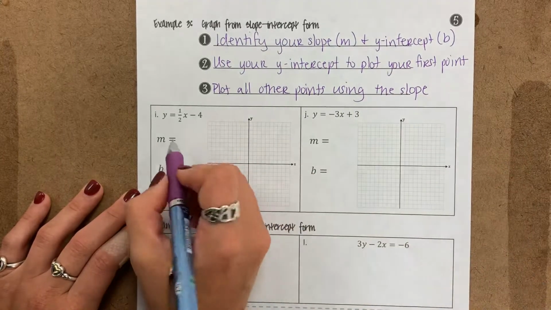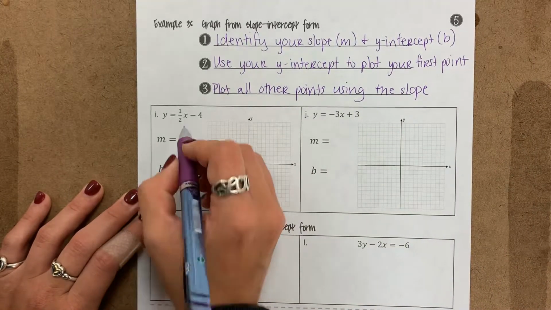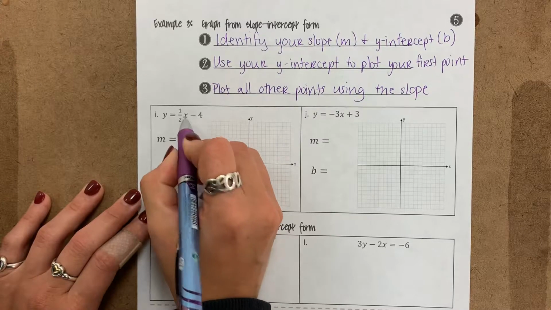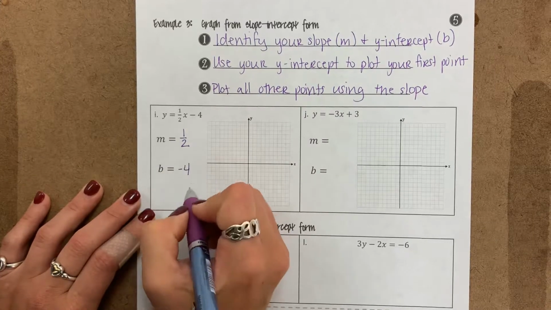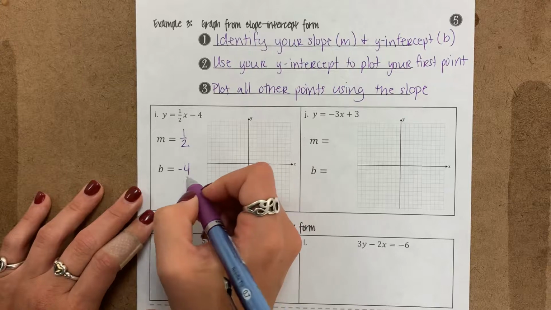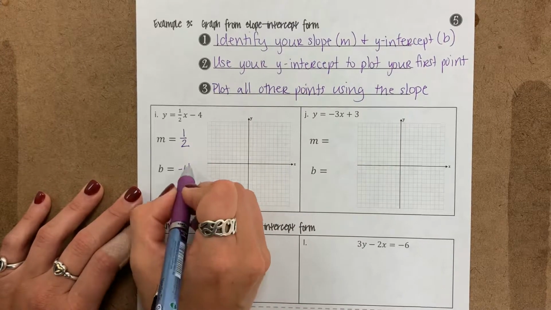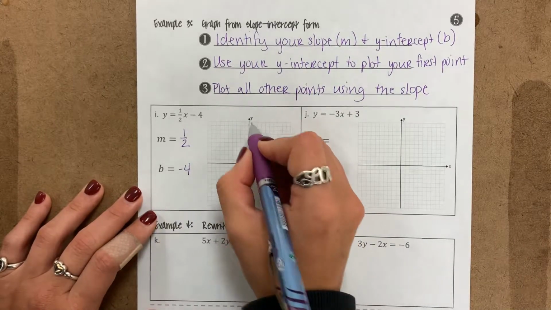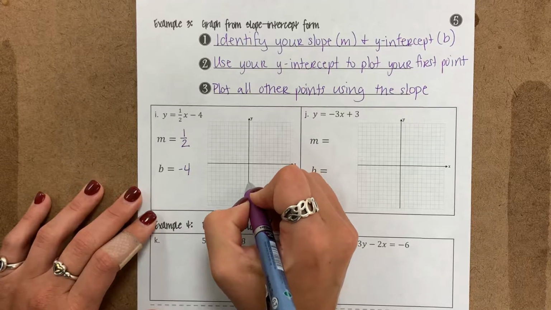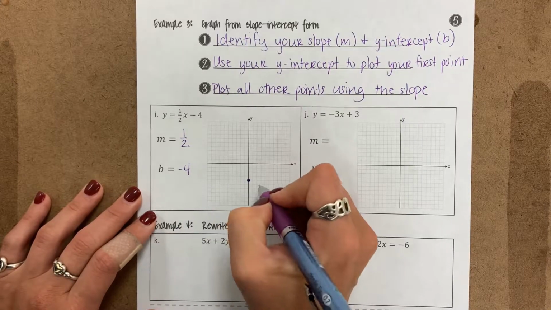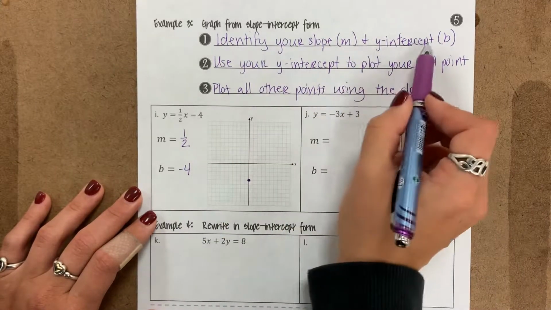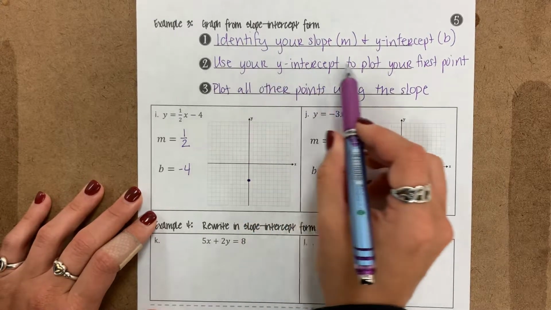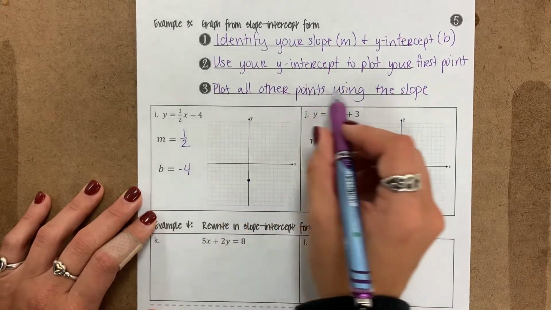All right, so our first one, notice we are still identifying m and b. Our m is 1/2, the number in front of the x, and our b is negative 4. So I've told my classes it's where we begin. So our y-intercept is this b value. So on the y-axis, we're going to go down to 1, 2, 3, negative 4, plot our first point. Okay, so we identified our m and our b. We used our y-intercept to plot our first point, and now we're going to plot other points using the slope.